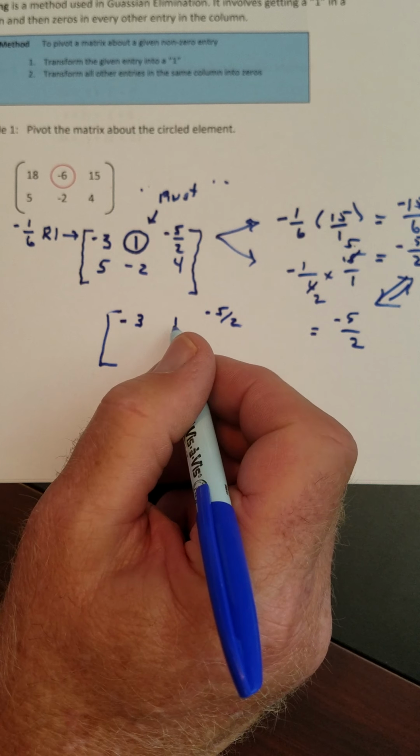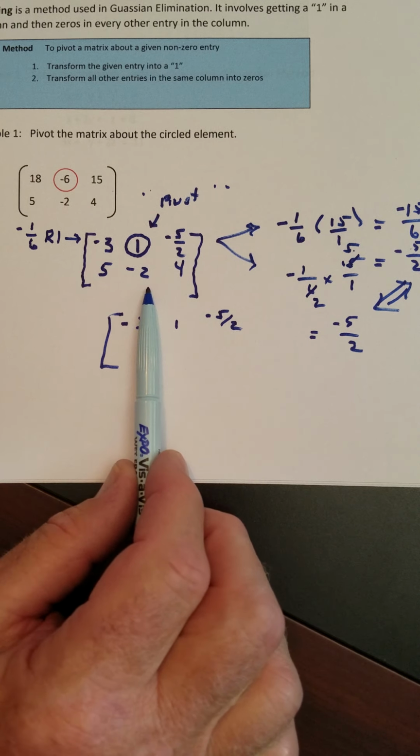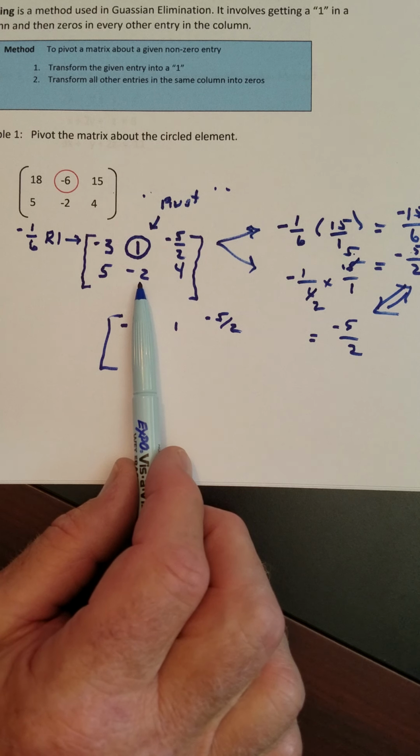You don't have to circle it because I'm done using that as a pivot. But now I want to get a 0 on the bottom. So to get a 0, the trick is you multiply by the opposite and add.